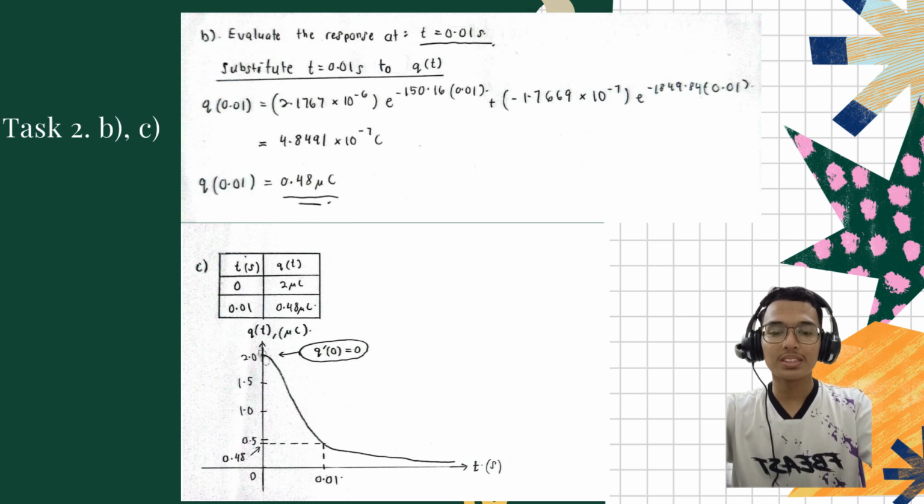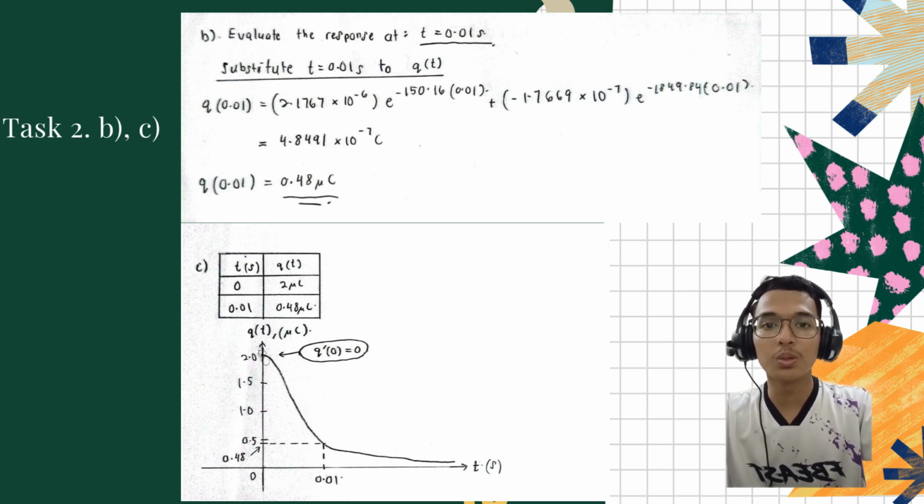For question C, the graph is flat at the instantaneous beginning because the differential value at 0 is 0, so the gradient will be 0. But after that it will move downward exponentially. That means it will never reach 0. The Q(t) will never reach 0.